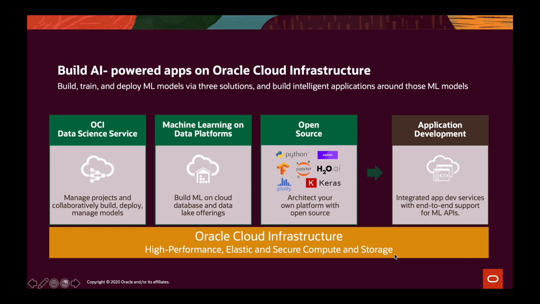Oracle has three core avenues to build AI-powered applications in our cloud. Where we are differentiated is that our entire stack is integrated and designed for the end-to-end workflow of building AI-powered applications, from data management to data science to application development. The first solution for machine learning is for data science teams who need a collaborative workbench, which is the Oracle Cloud Infrastructure Data Science Cloud Service.